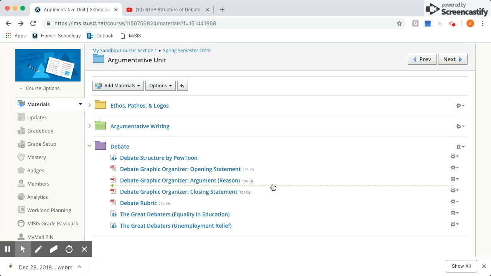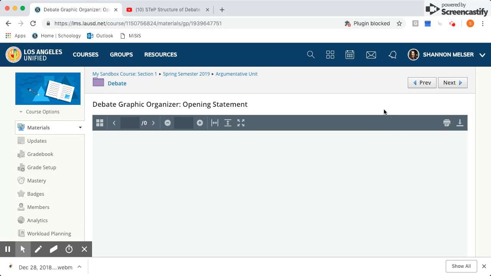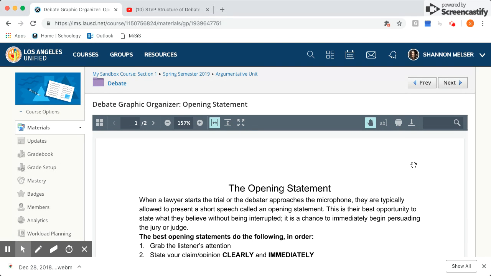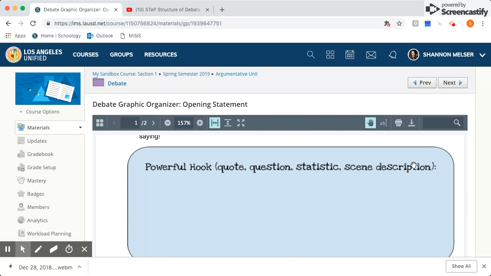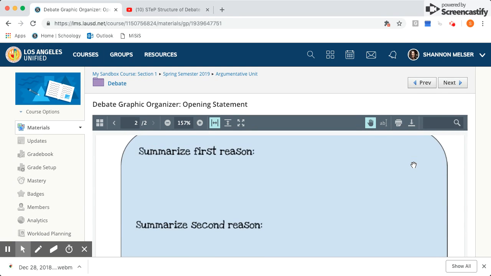We also have these 3 graphic organizers that will help you plan out what you want to say during your segment of the debate. Before we go over that, I'm going to go to this opening statement because the video I'm going to use doesn't address that. So this will only be about a minute of your debate, and it can be less because it's a very brief summarization. You're hooking your audience, you're giving your thesis, which is your claim in 3 reasons, and then briefly summarizing each of those reasons.